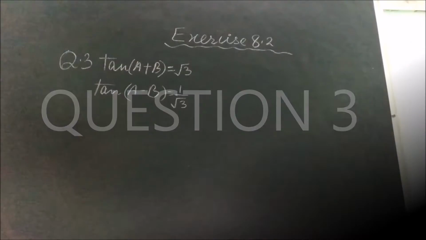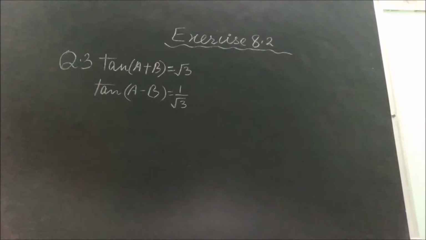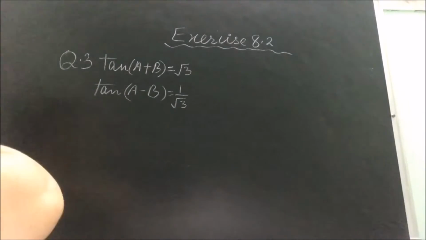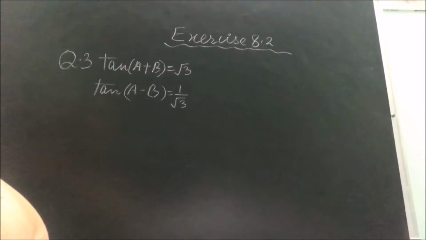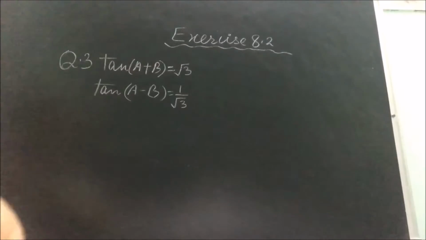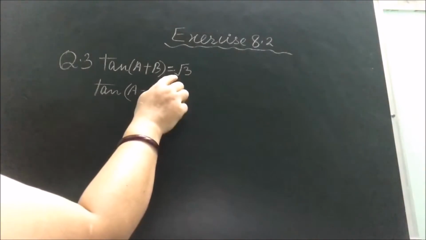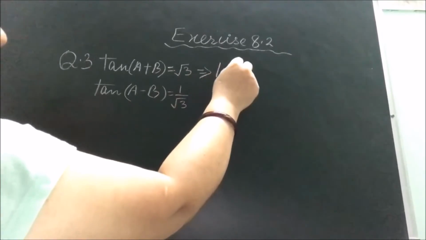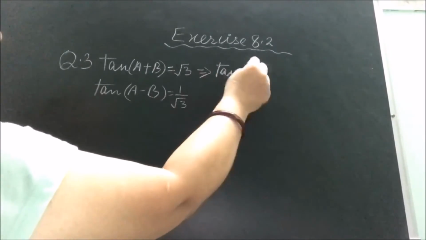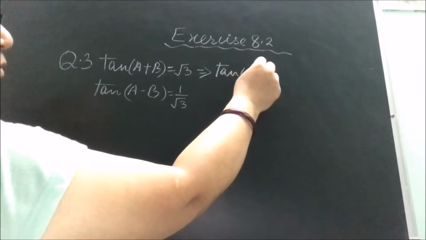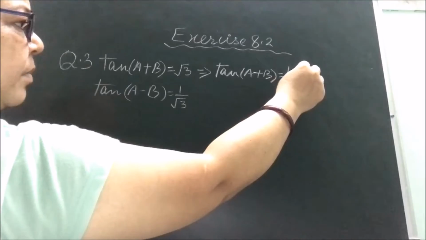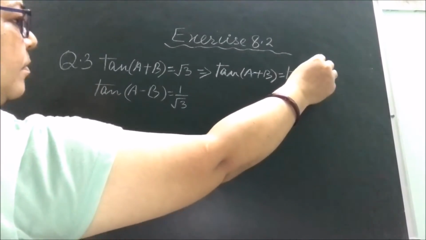Exercise 8.2, question number 3. Tan of a plus b is root 3 and tan of a minus b is 1 by root 3, given to us, and we have to find out the value of a and b, right? This is given to us. So we can replace this root 3 by tan 60 because we know tan 60 is root 3. So we write tan 60 in place of root 3, right?